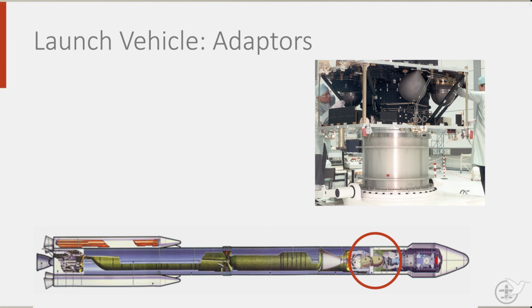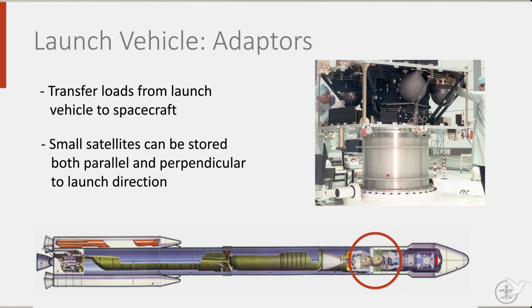Finally, the adapters. They transfer the loads from the launch vehicle to the spacecraft. Here you see the adapter for the European Hipparcos satellite. Space is definitely aviation's big brother when it comes to structures. This makes spacecraft and launch vehicle design a complex and challenging enterprise, and has not yet reached its final frontier.